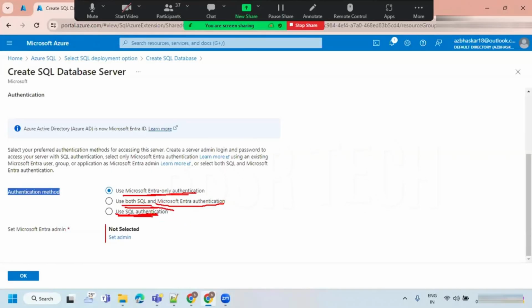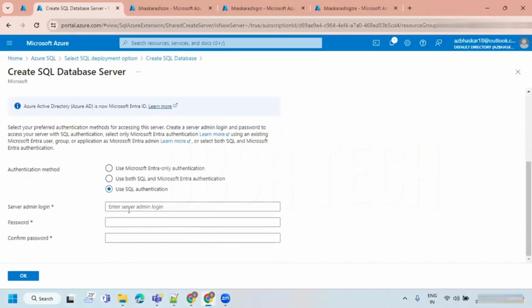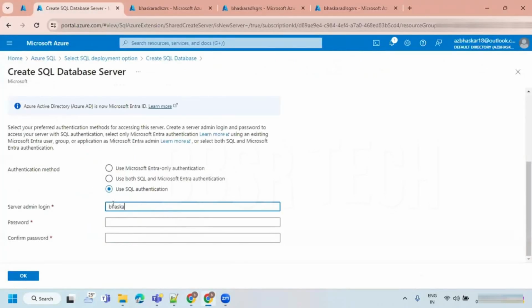So here for practicing, I'm going to take SQL authentication. In real time also, you will be having SQL authentication, depending on their requirement. The administrators are going to decide what kind of authentication they require. So here I'm taking SQL authentication. A server administrator is required for every server. Server administrator means he is an administrator for all the databases hosted in the server. So I'm just taking my name here. Bhaskar is the admin. I'm just taking a password here. Just provide the password.